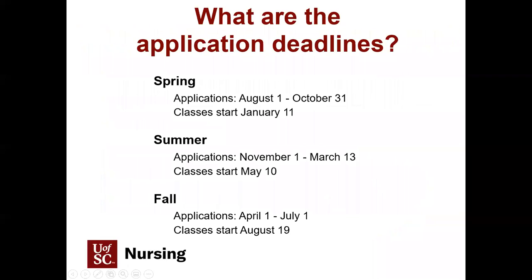All right, so let's talk application deadlines. The nursing administration program admits students to start 3 times throughout the year. So anyone wanting to start in the spring should submit all items through October 31st. That's what we're accepting right now as spring applicants. The summer start for spring students would be January 11th. Anybody who wants to start in the summer would need to submit their application by March 13th. Anyone wanting to start in the fall would need to apply by July 1st.